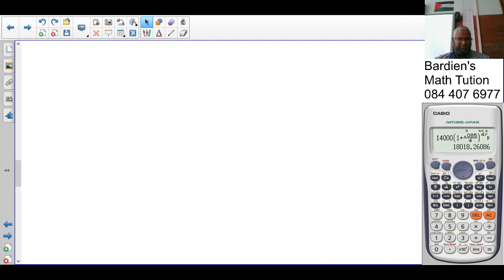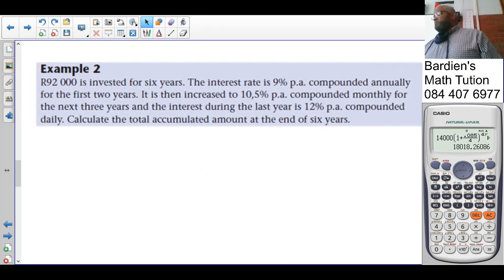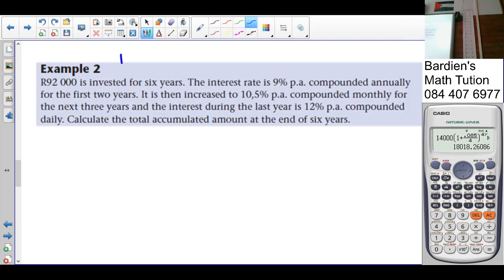Okay, which page is this on? The example 2? Sorry? 376. Example on page 376.